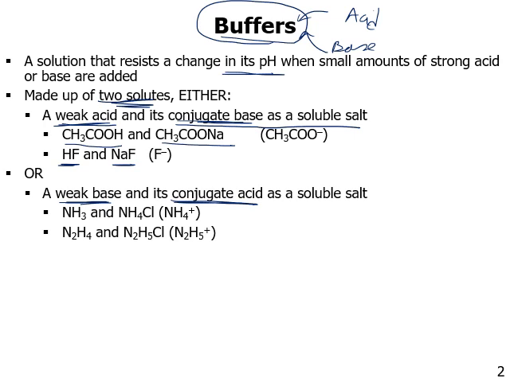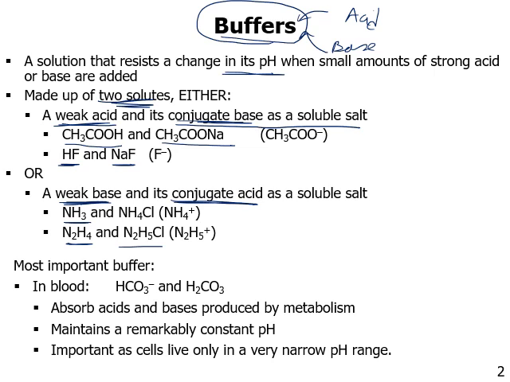Similarly, a basic buffer would consist of a weak base, for example ammonia, which is a weak base, and its salt, meaning anything that has a salt made out of ammonia, for example ammonium chloride or ammonium bromide. You could have anything. Similarly, this is N2H4. Anything that has nitrogen usually can act as a base. And if you make a salt out of it, like N2H5Cl, that's a salt of this, which makes it a basic buffer.